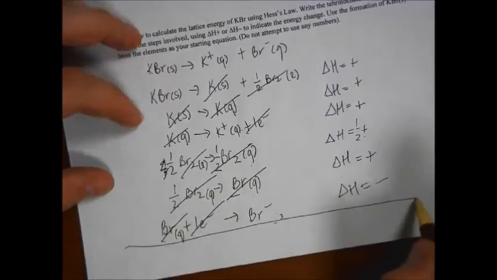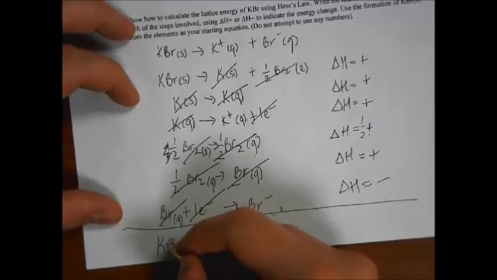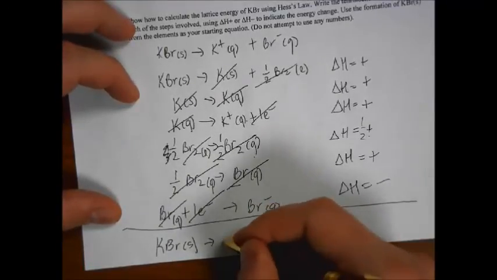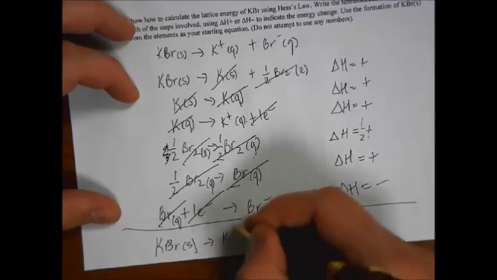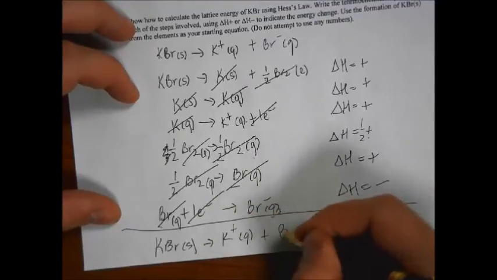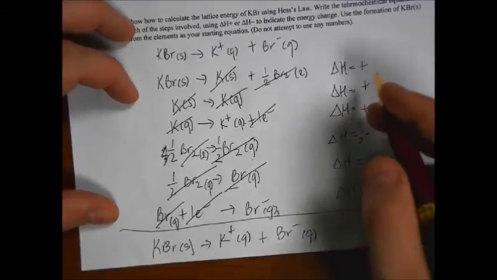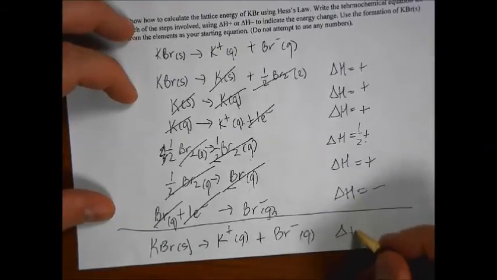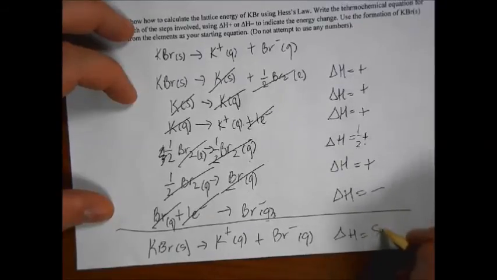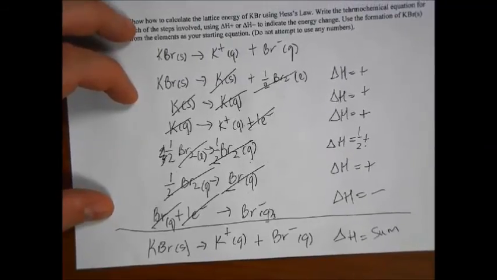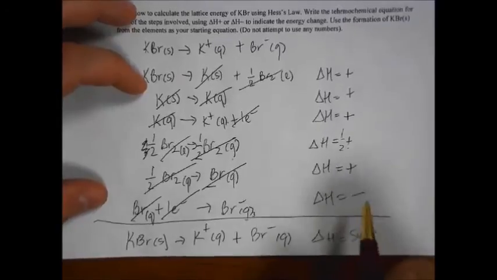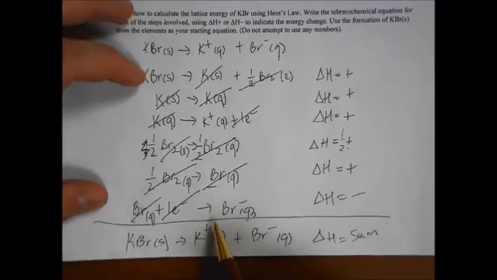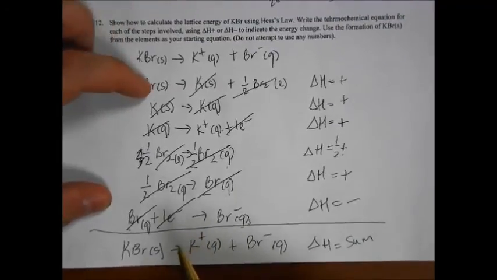So now we are left with, if we add everything up, KBr solid is going to give us K plus gas plus Br minus gas. And if we were to add up all of these numbers here, we would get our delta H, which would be the sum of all of those numbers above. You don't have to write this on the exam per se, but you do have to show all of this. Okay? Now, a couple of hints.